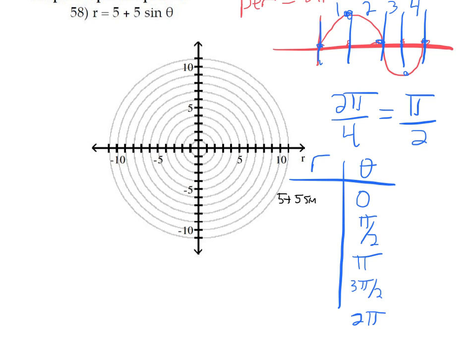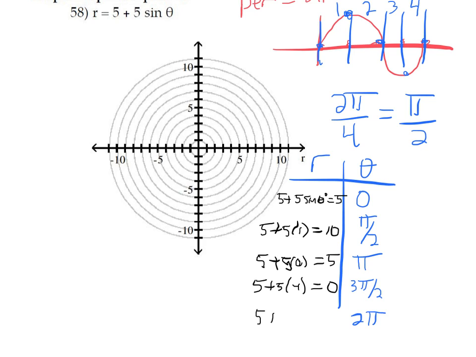Alright, so plugging these in, taking 0 and plugging it in, we will get 5 plus 5 sine 0, which is just 5. Then at pi halves, sine of pi halves is 1, so 5 plus 5 is 10. And then 5 plus 5 times 0, we're back to 5. And then 5 plus 5 times negative 1, we're at 0. And then 5 plus 5 times 0, we're back at 5. Okay, great. These are our theta points.